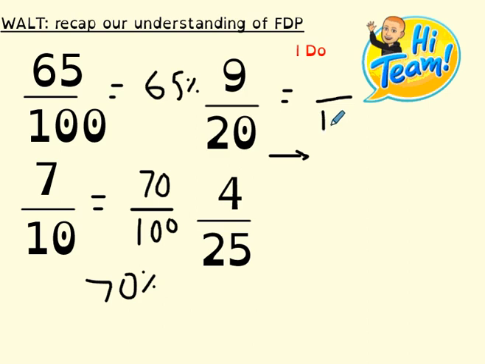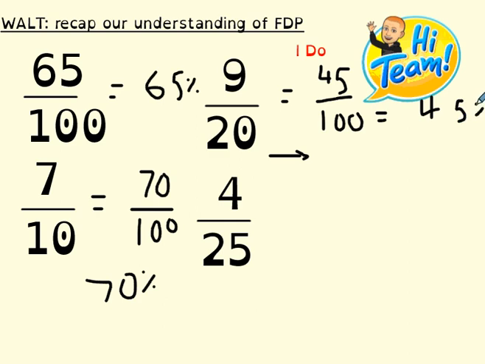I times it by 5. So I times my 9 by 5 to get to 45 hundredths. Written as a percentage, because it's over 100, I just take the numerator and it's 45%.